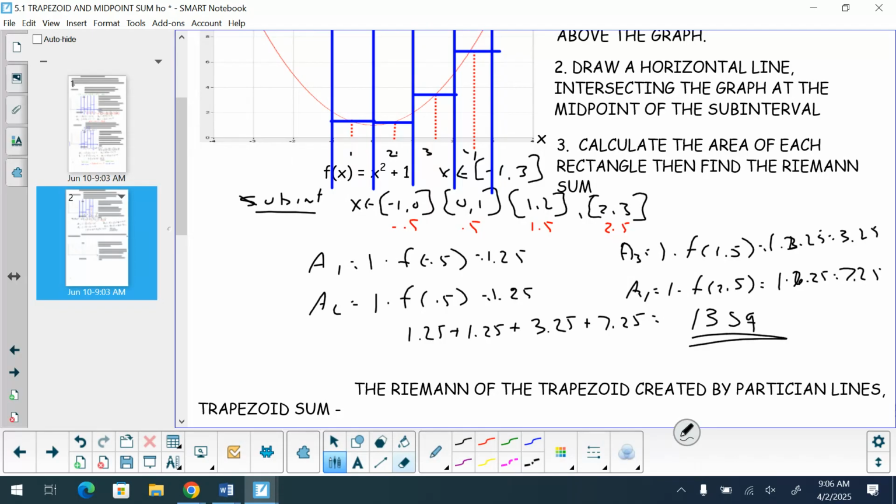Now, with the left and right hand sum, we have boundary values. With the upper and lower sum, we have boundary values. With the midpoint sum, we don't have a boundary value. It's, believe it or not, a pretty good approximation.